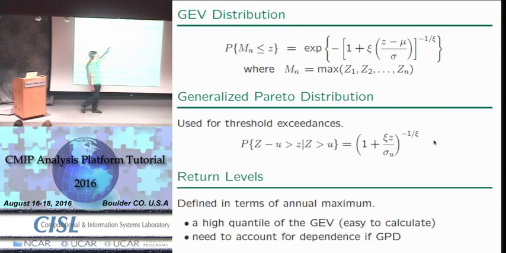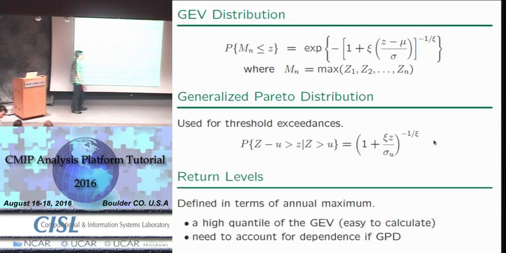And xi is the parameter which determines what type of tail I've got. If xi is positive, I'm in the heavy tail case. If xi is zero, I'm in the light tail case. And if xi is negative, I'm in the bounded tail case. The more positive xi is, the heavier the tail you've got. The GPD, which I talked a little bit about, has three parameters. You see the xi parameter, and that xi parameter is exactly the same as for the GEV, so it determines the type of tail. Sigma is essentially a scale parameter, and the location parameter is essentially determined by the threshold you choose, u.